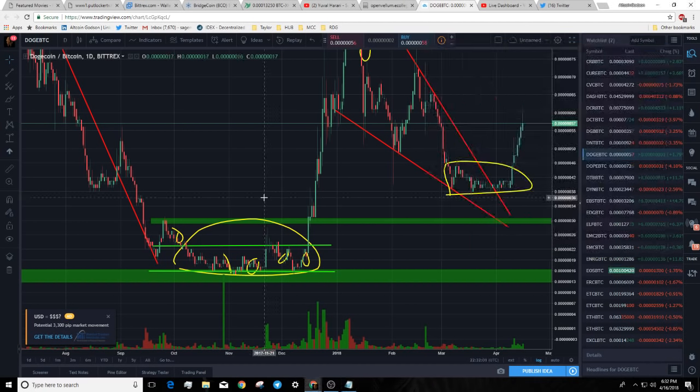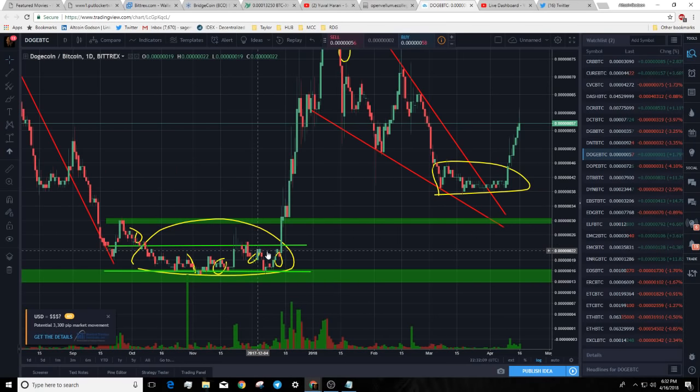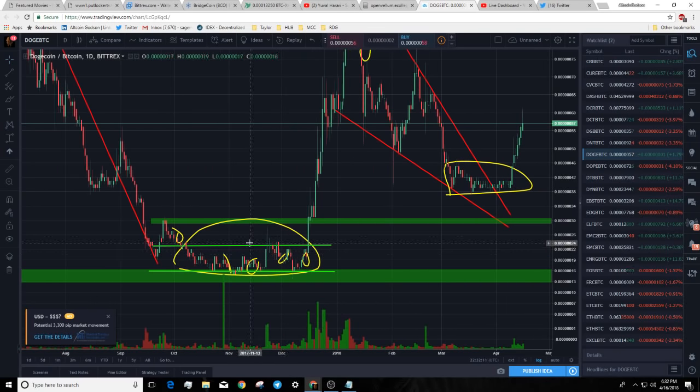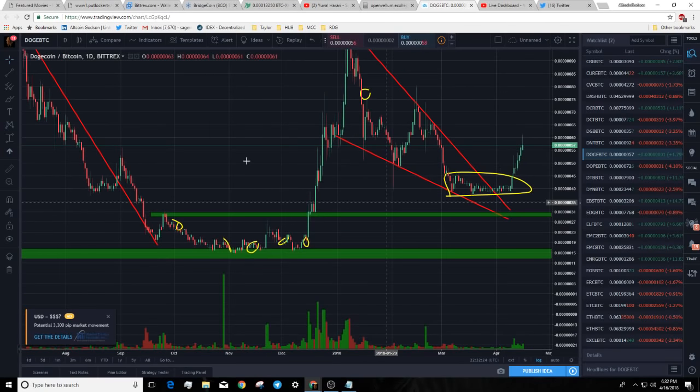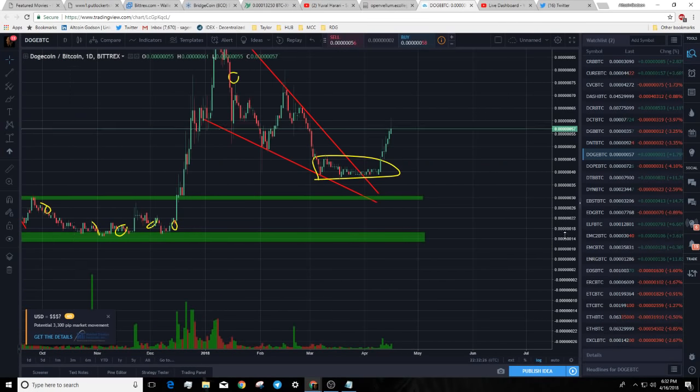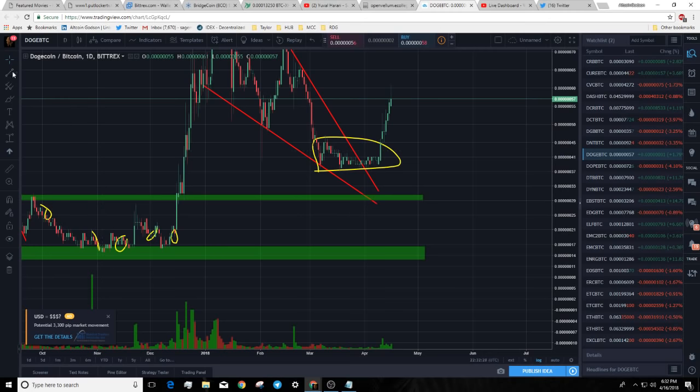Accumulate and hold your bags and wait for the eventual pump, the eventual breakout of the top of the channel. That would be what I would do as a long-term bag holder, right? The same thing you could do down there.